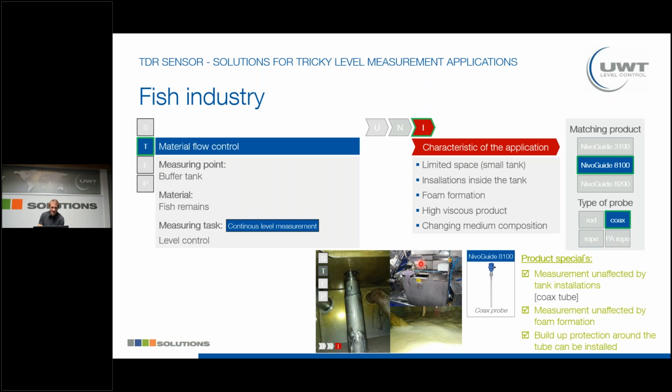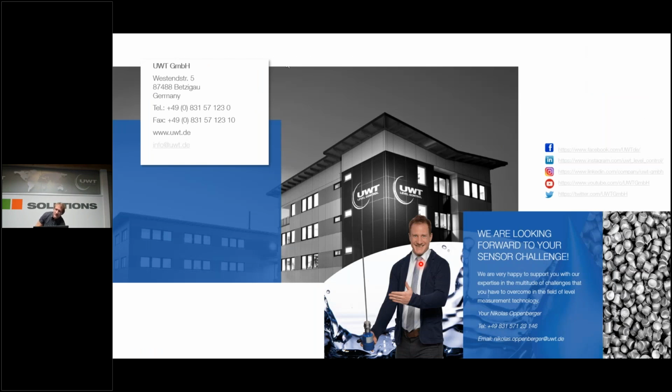So with these two success stories, I come to the end. This was the session for today for TDR sensors. If you do have any questions now, or maybe when they come up later on, just contact us, contact me, and then we will always find the right solution for the applications, always the right TDR sensor for the challenges you have. And I hope that I could give you some helpful information about the technology.